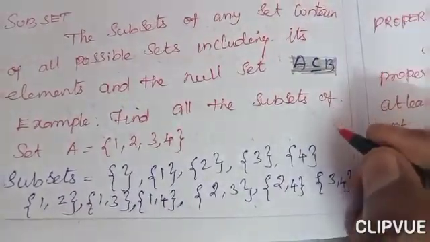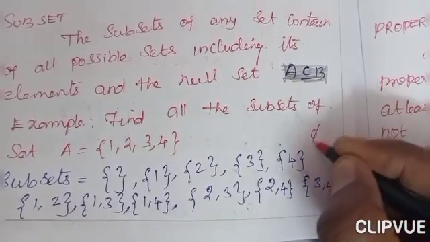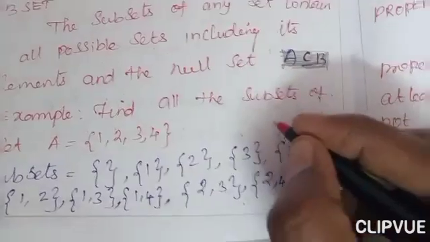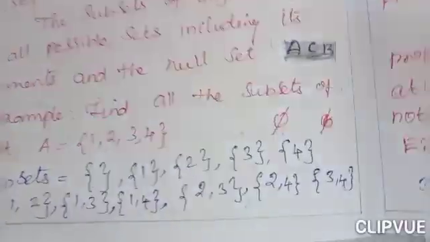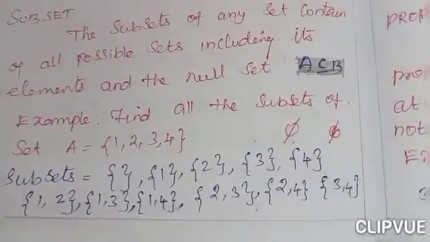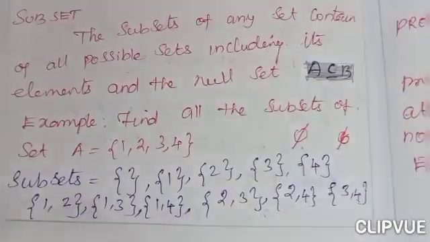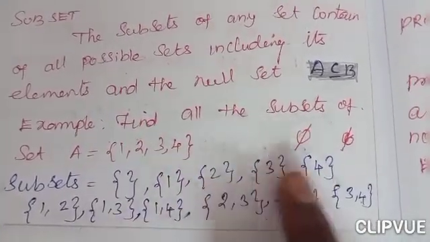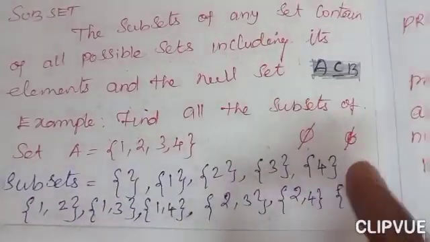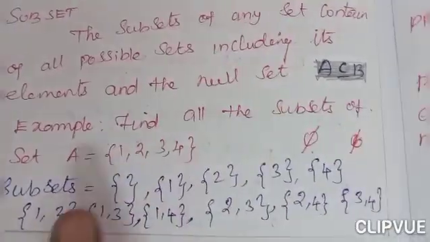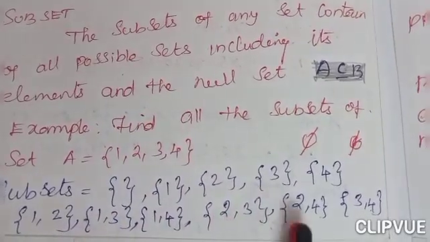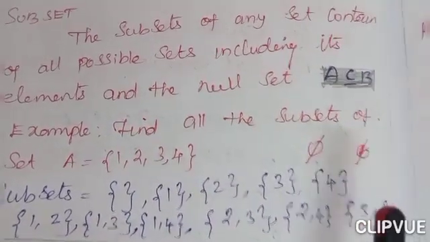Another way of representing the null set is this. This is another way of representing the null set. You can use either one to represent the null set. After that, 1, 2, 3, 4. Each element is a subset of the given set. After that, 1, 2, 1, 3, 1, 4, 2, 3, 2, 4, 3, 4.